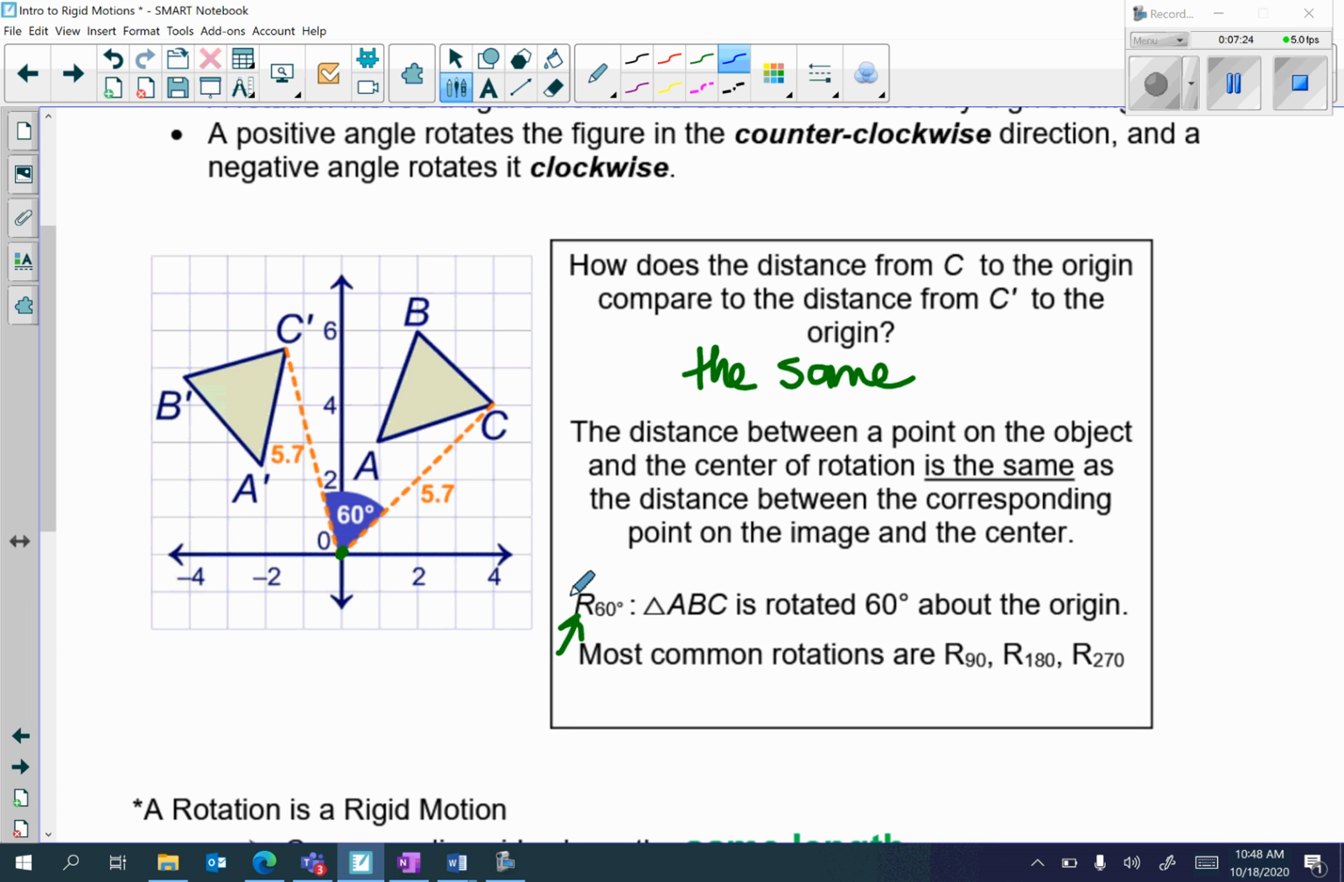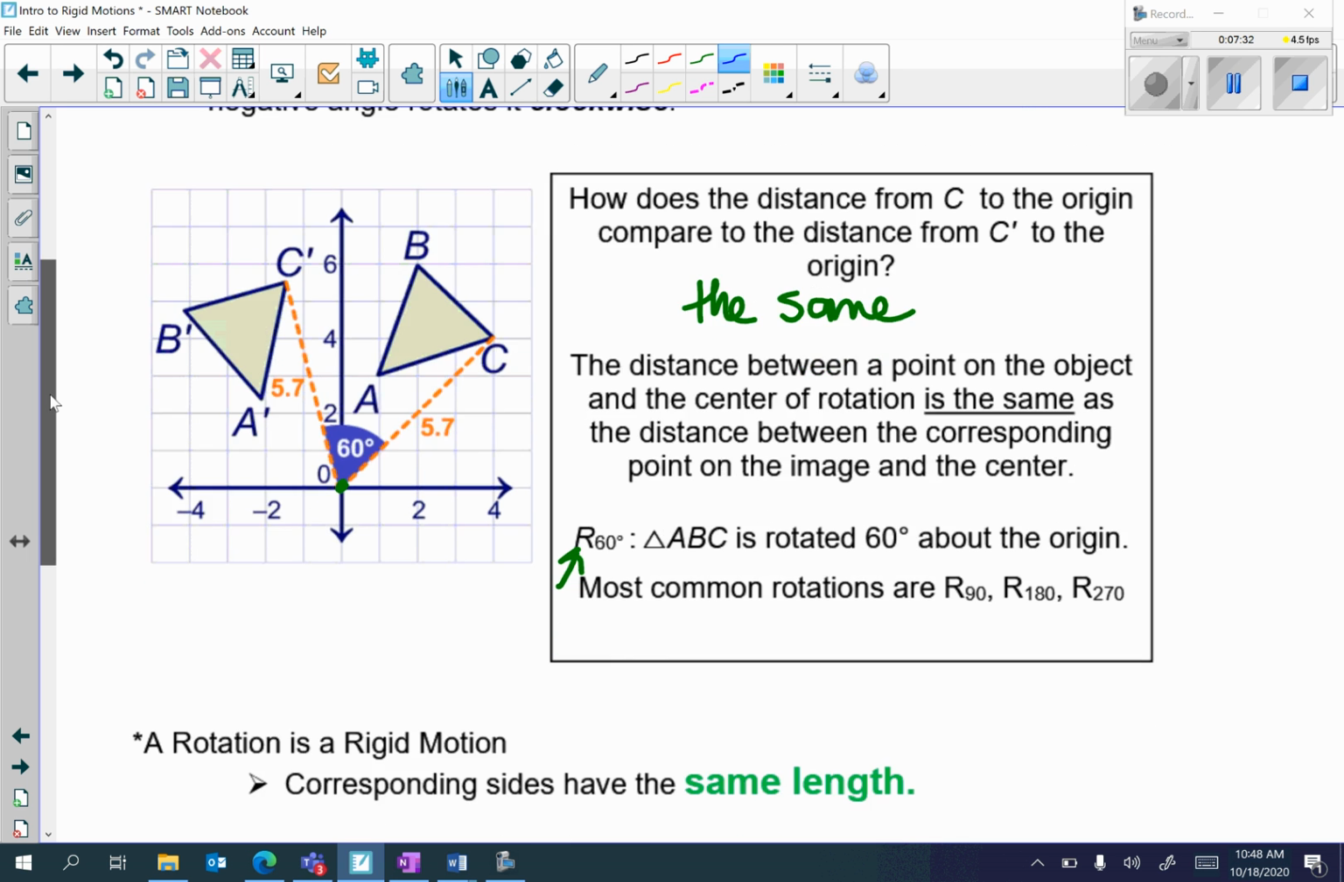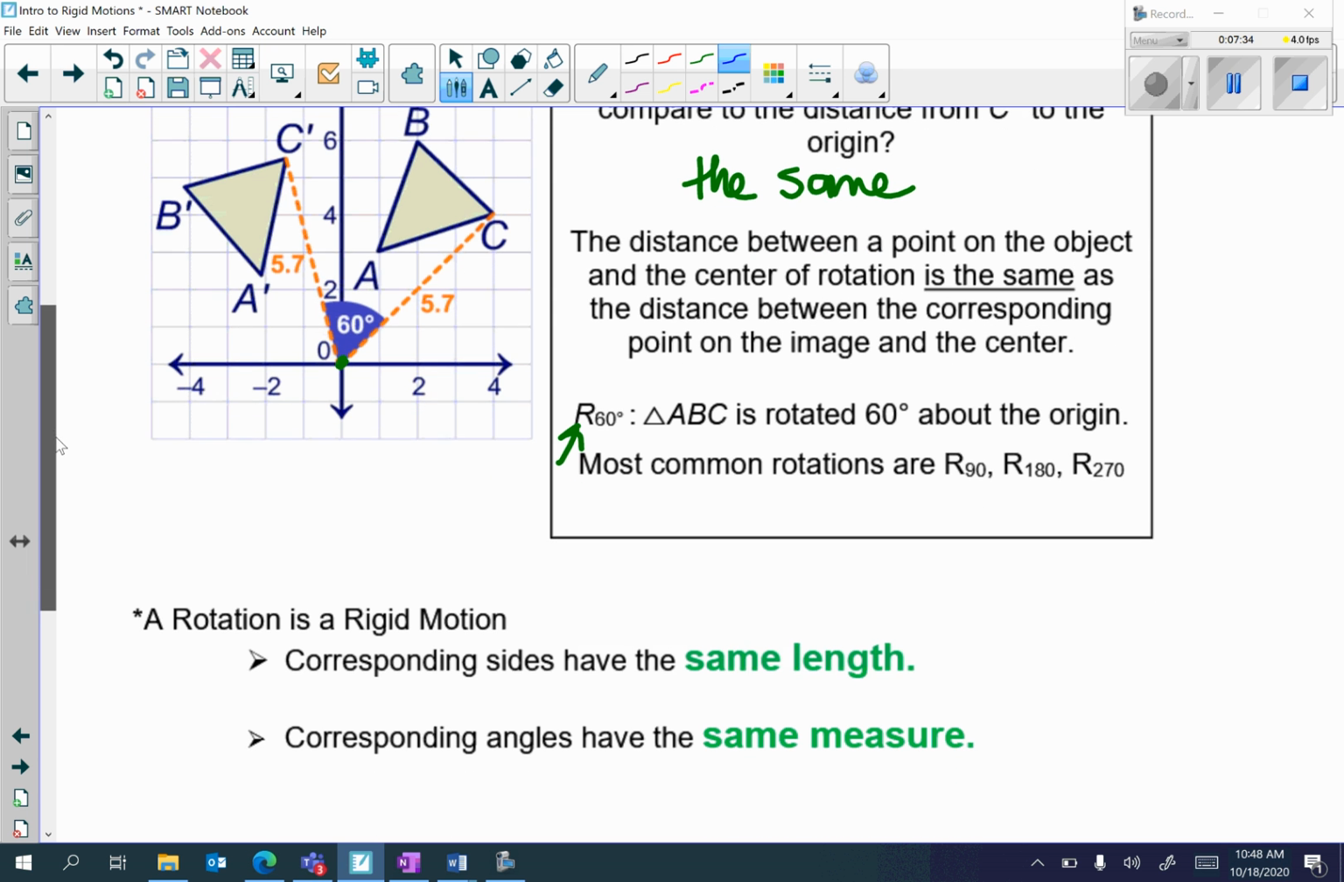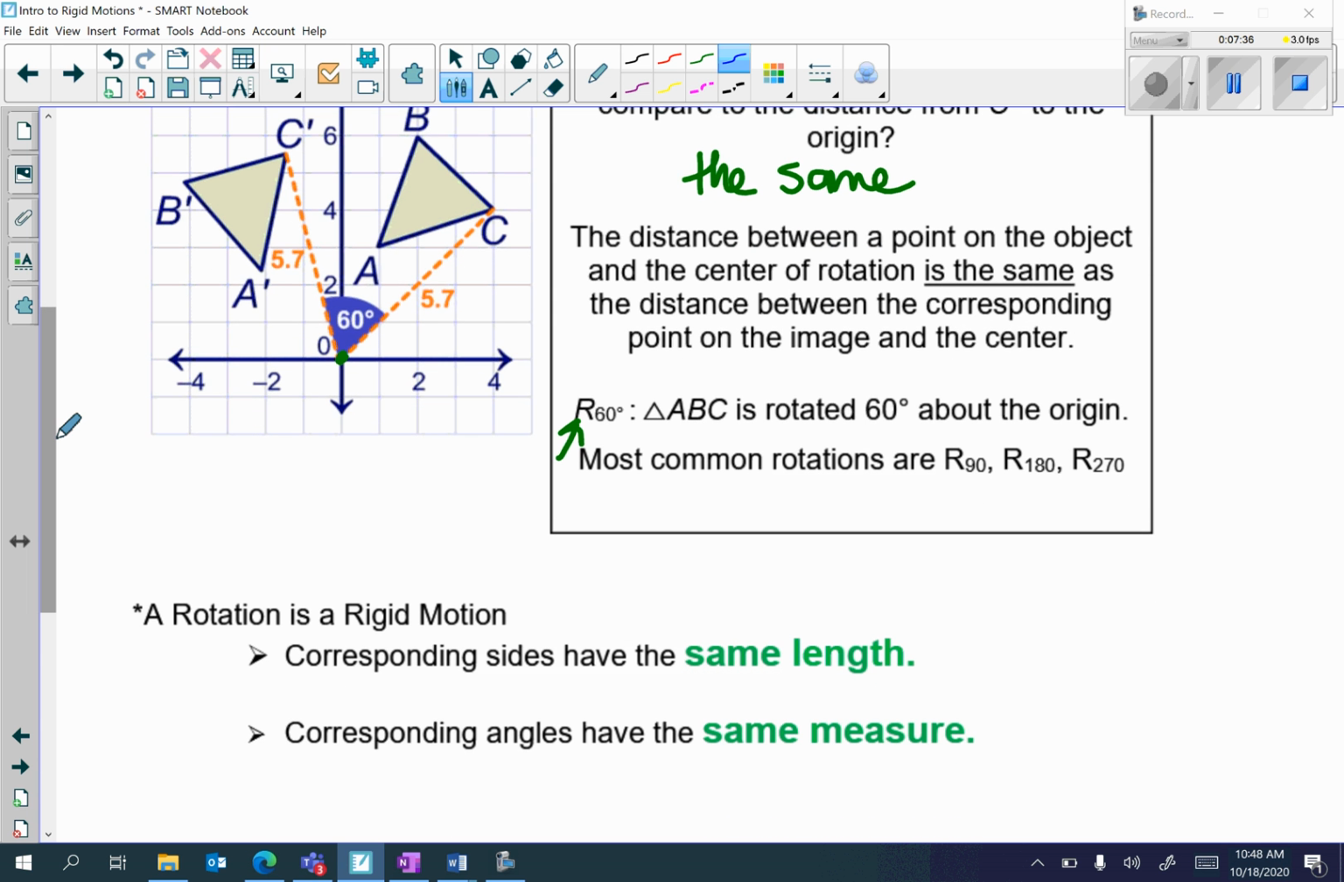The most common rotations are a rotation of 90, 180, and 270, which we've talked about previously. Capital R's are rotations, lowercase r's are reflections. A rotation is a rigid motion. Corresponding sides have the same length, and corresponding angles have the same measure. The two triangles are congruent. They have the same sides and the same angles.